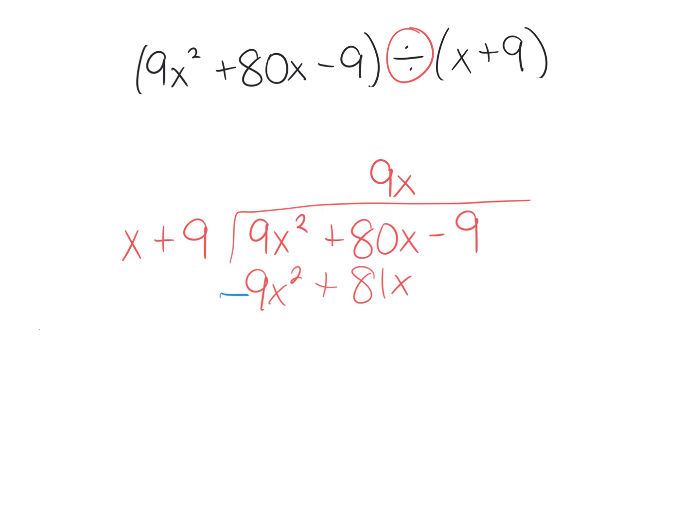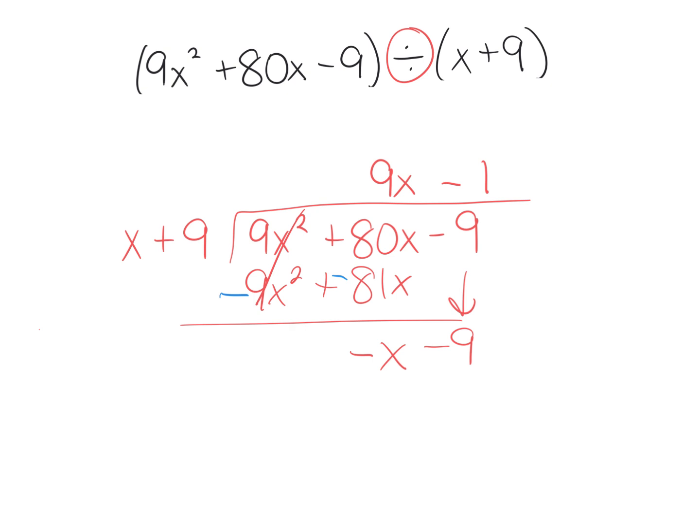What do I do next? Subtract. Take that subtraction sign through. What happens to the 9x squareds? Cancel. What's 80 minus 81x? Negative x. What do I do next? Drop down the negative 9. Start the process over again. How do I turn x into negative x? What's it missing? A negative 1.